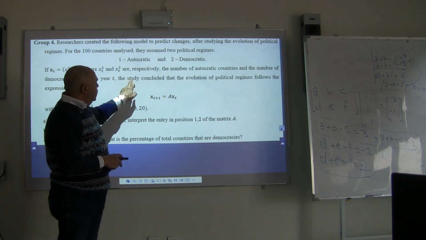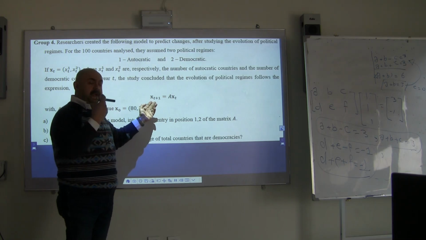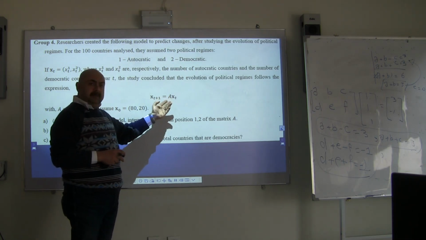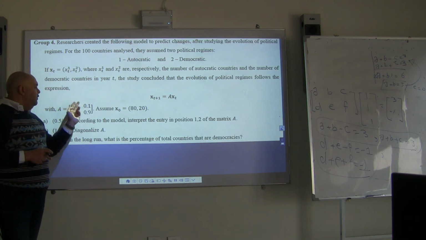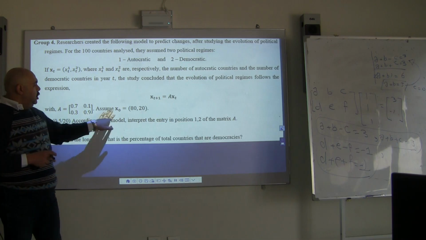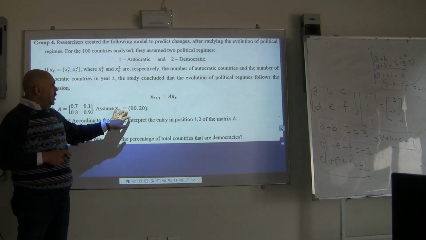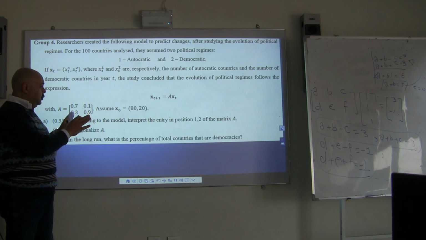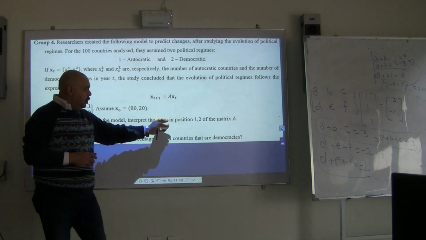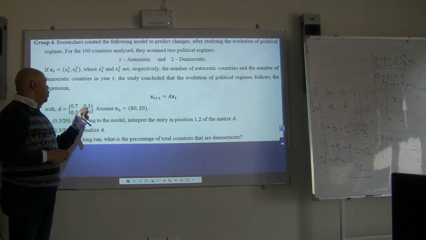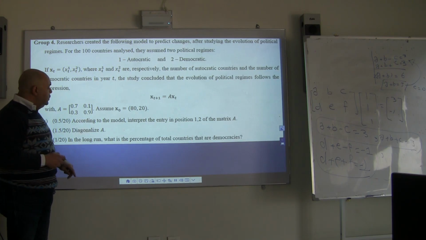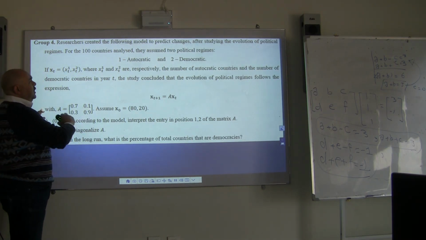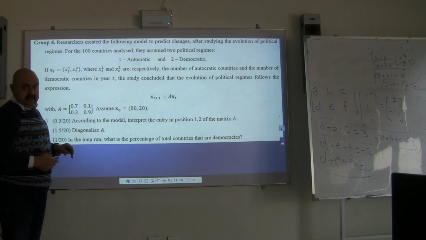In year t, the study concludes that in the coming year, t plus 1, the state is going to equal A times x of t, where A is [0.7, 0.1; 0.3, 0.9]. Assume the original case was 80 to 20, so 80 autocratic and 20 democratic. According to this model, interpret the entry in position 1, 2. So I'm going to the first row, second column, which is 0.1. I want you to tell me what we mean by 0.1. Of course, the first row stands for the autocratic, the second row stands for the democratic.